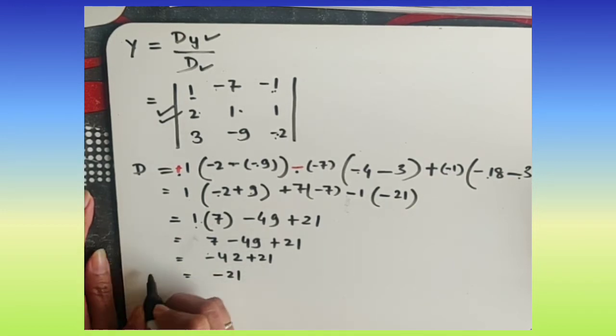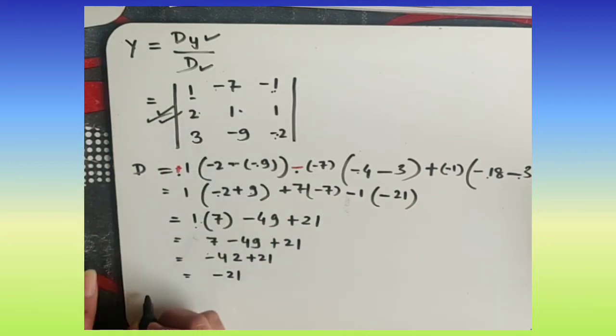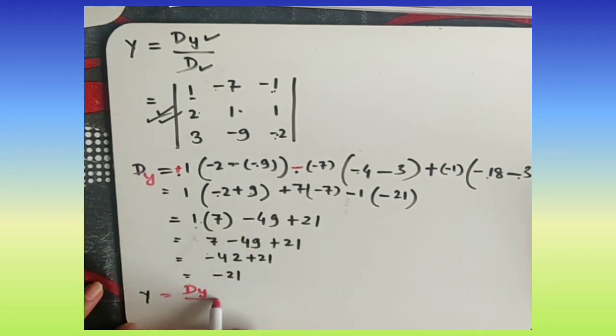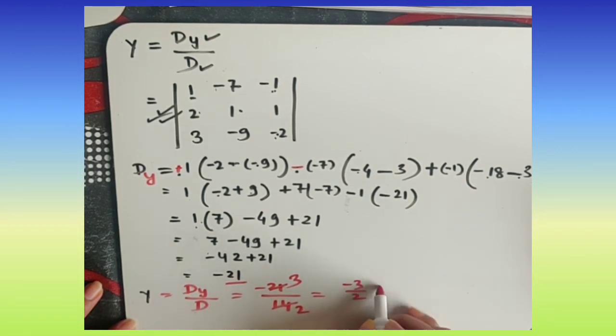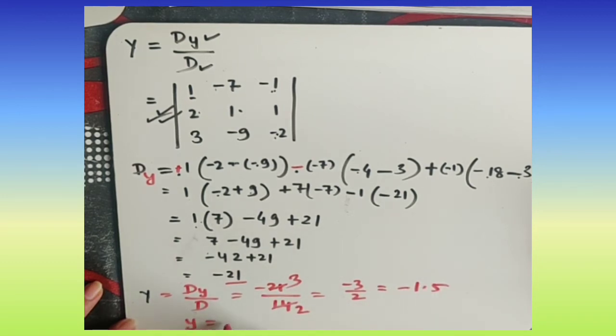So this is the determinant of the coefficient matrix. So y equal to d of y over d. So d of y is minus 21 over d is 14. If you cancel it out, 7 3 21 7 2, so here it will be minus 3 over 2, so this will give us minus 1.5. So y equal to minus 1.5, this is the value of y.